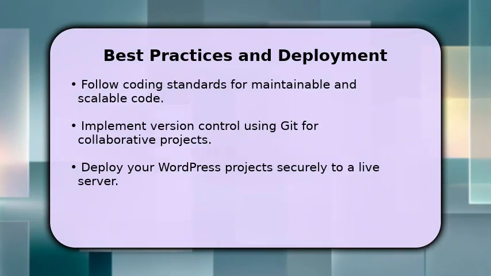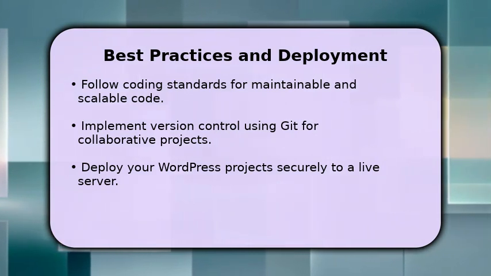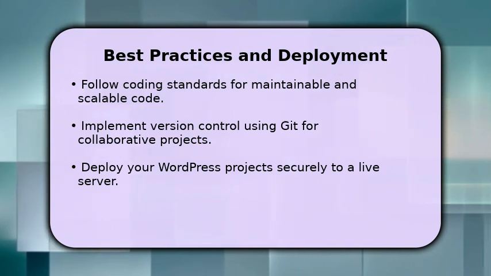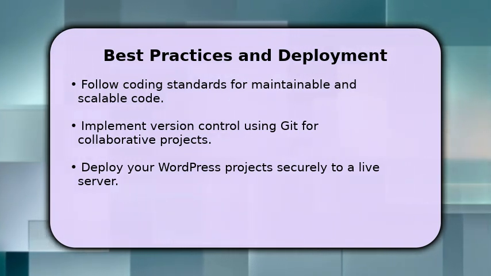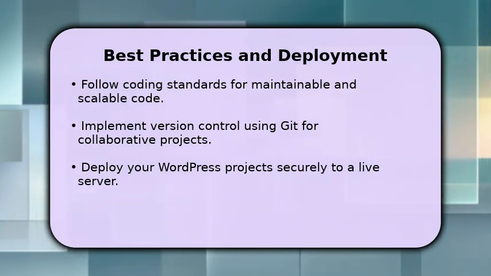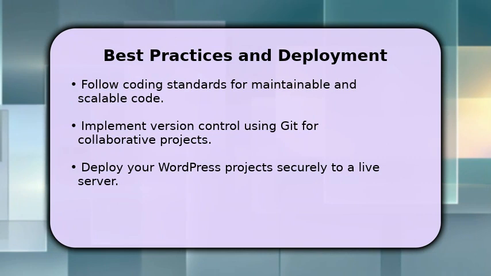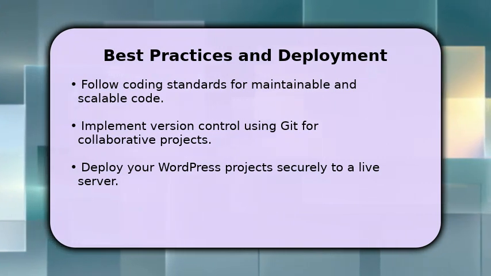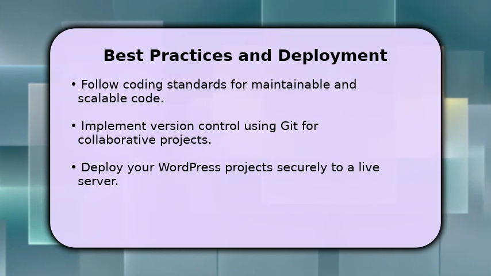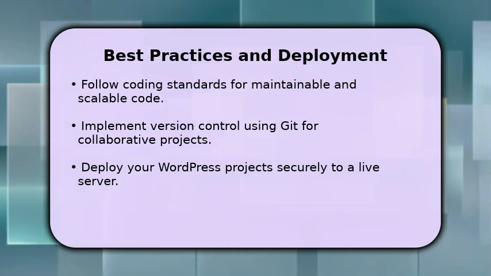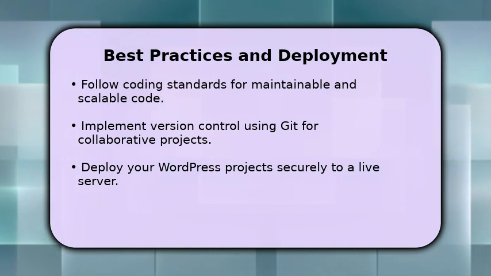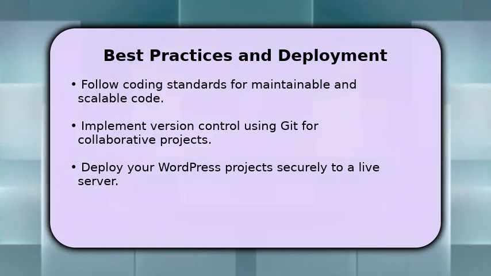Adhering to coding standards is vital for creating maintainable and scalable WordPress projects, making collaboration much smoother. Implementing version control, like Git, is a non-negotiable step for tracking changes and working efficiently in teams. Finally, when deploying your WordPress site, always ensure it's done securely to a reliable live server, protecting your hard work and user data. These practices lead to successful development.